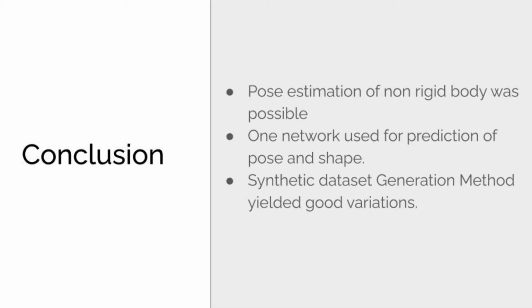From the previous slide, we can conclude that pose estimation of a non-rigid body was possible by using a self-supervised learning method with a synthetic dataset. Only one network was sufficient to give both shape and 6 DOF pose of the origami. The new dataset generation method ensured proper variations. Furthermore, domain randomization was used to have better dataset diversity.